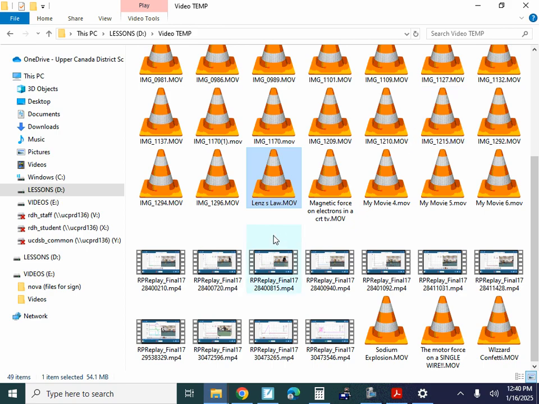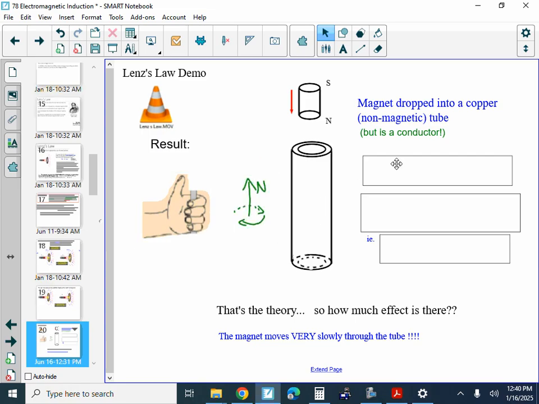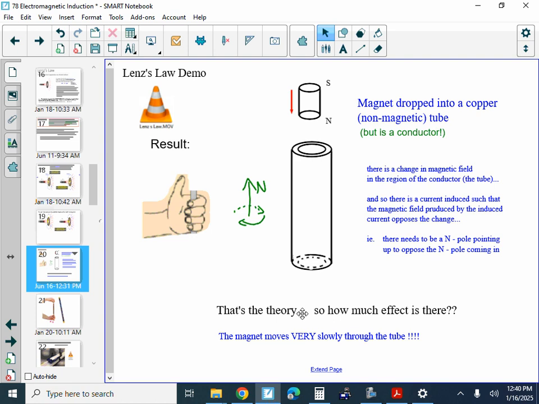Pretty neat. A professor in university described it as the first time they saw that actually happen, they almost fell off their chair. They were surprised at how much it slows it down. So that's what's going on. Like I said, I usually show this as, okay, that's the theory, it'll slow it down. Well, how much of an effect is there? It's actually quite an effect.